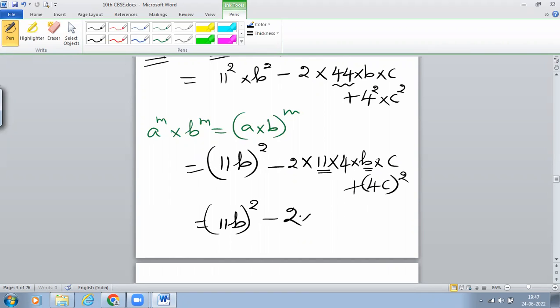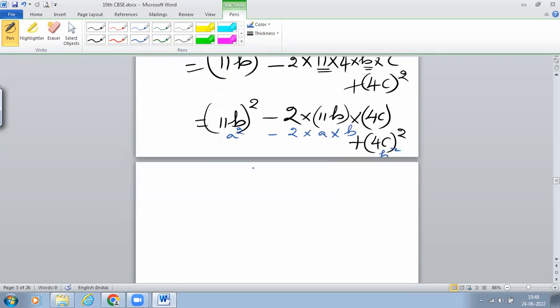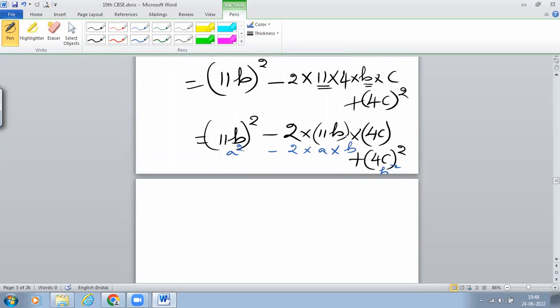What is 11 into b? We can write it as 11b. So 2 into 11b into this 4 and c. 4 into c can be expressed as 4c. So into 4c plus 4c the whole square. Now see, this is of the form a square minus 2 into a into b plus b square. Are you able to understand this? This is a square, minus 2 into a into b, plus b square. Now we can use that algebraic identity. What is a square minus 2ab plus b square?